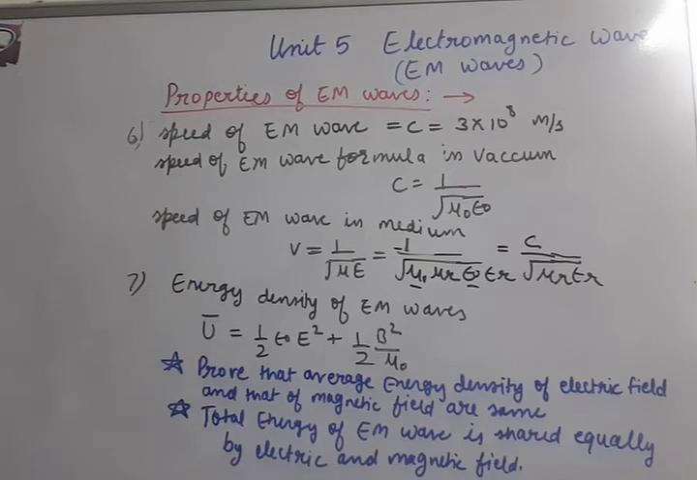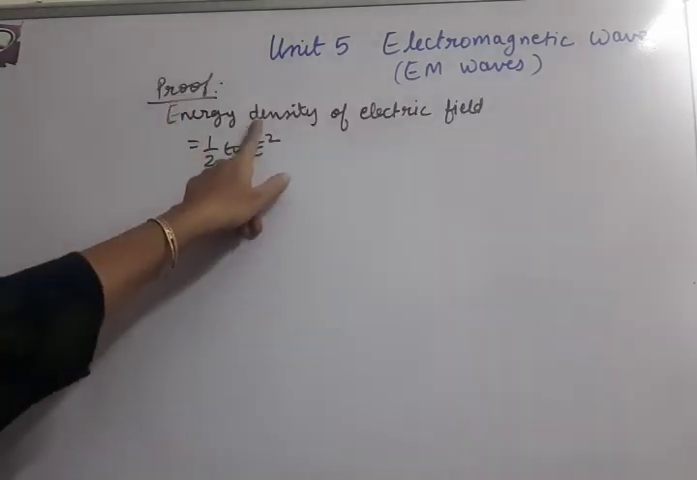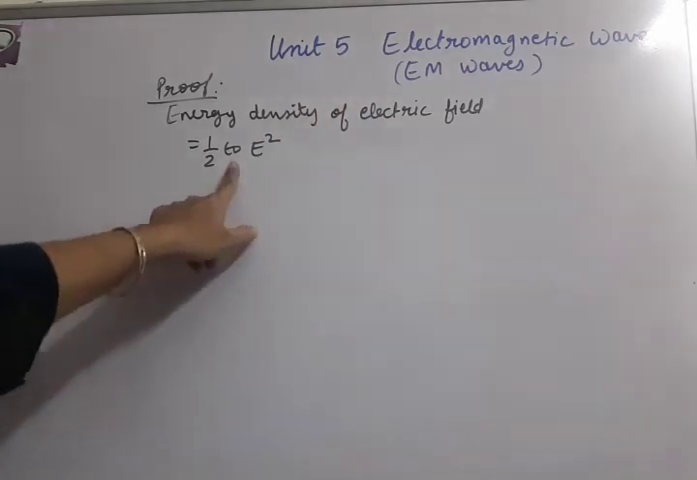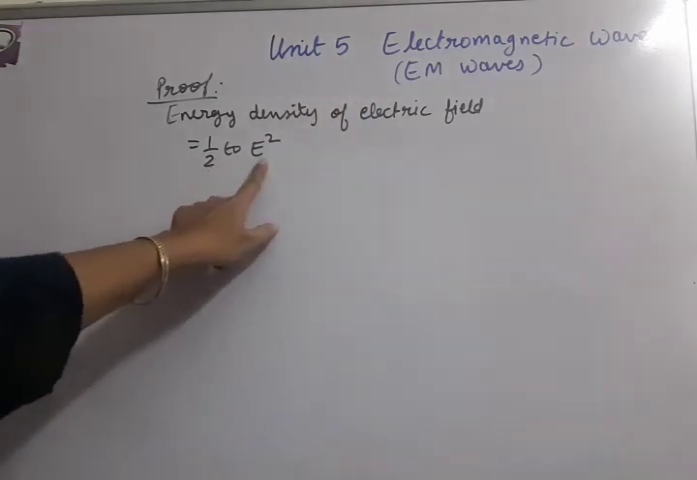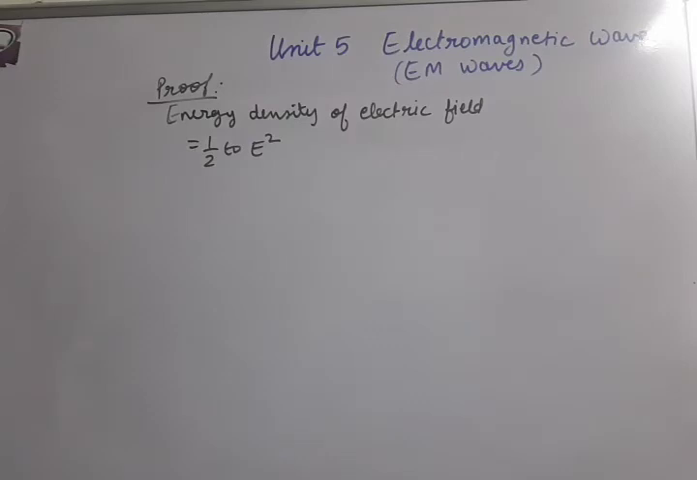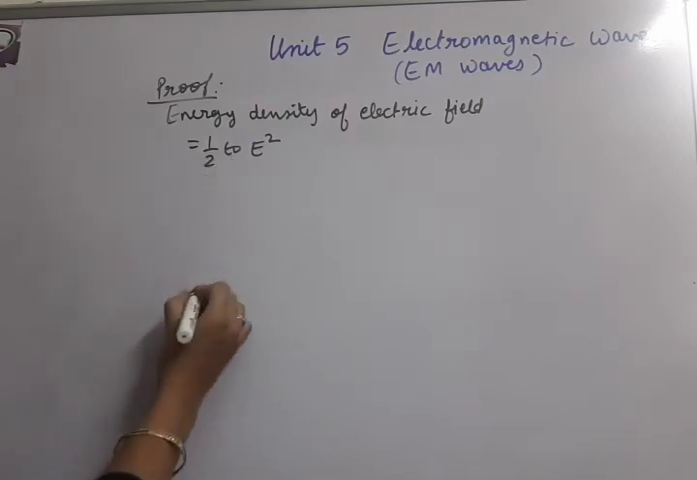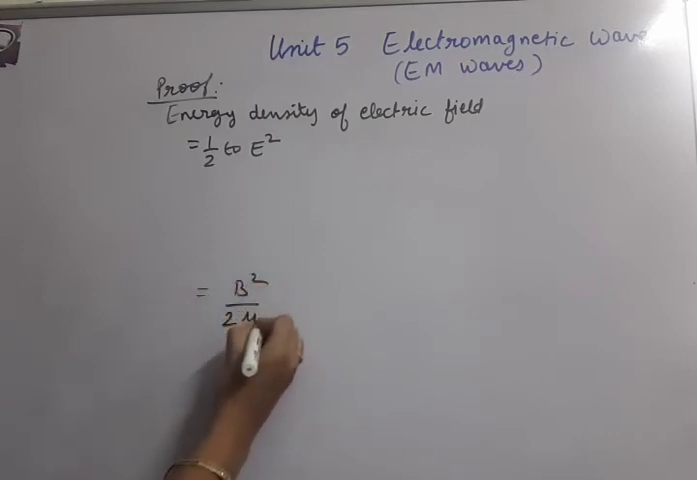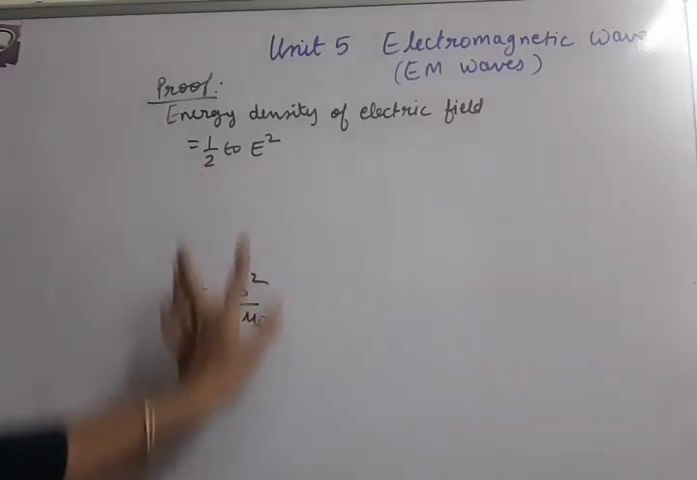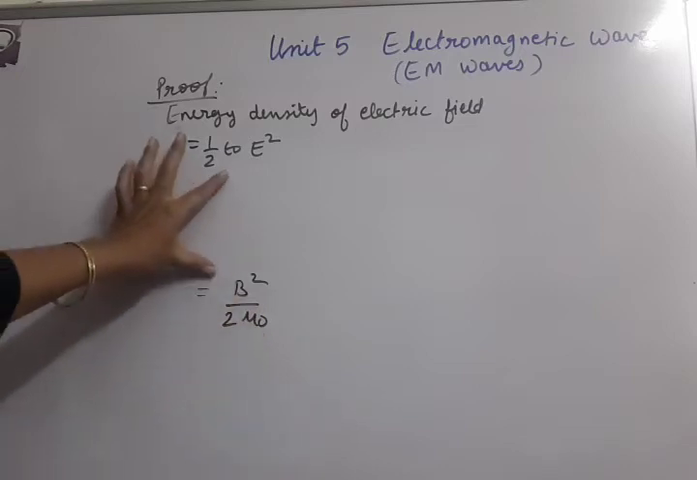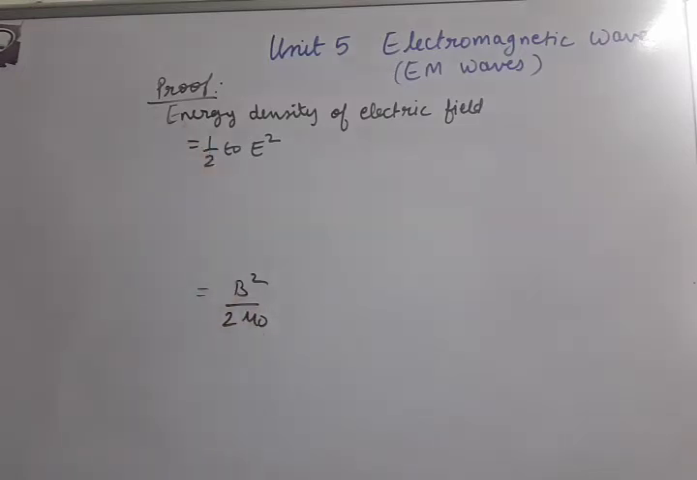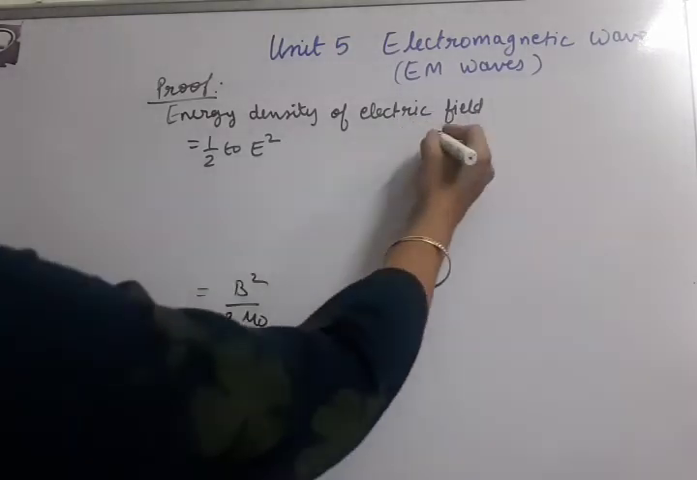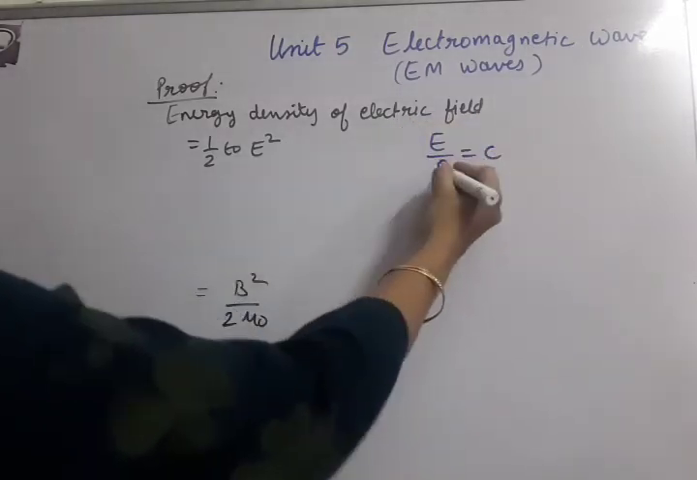Note down till here. Let us understand the proof. Energy density of electric field, we will start with this: half of epsilon 0 E square. Finally, we have to prove it equal to B square upon 2 mu 0. This we have to prove. That means we have to prove both energy densities equal, electric energy density and magnetic energy density. So what are the missing steps? What we need here is a formula, the relation between E and B magnitude.